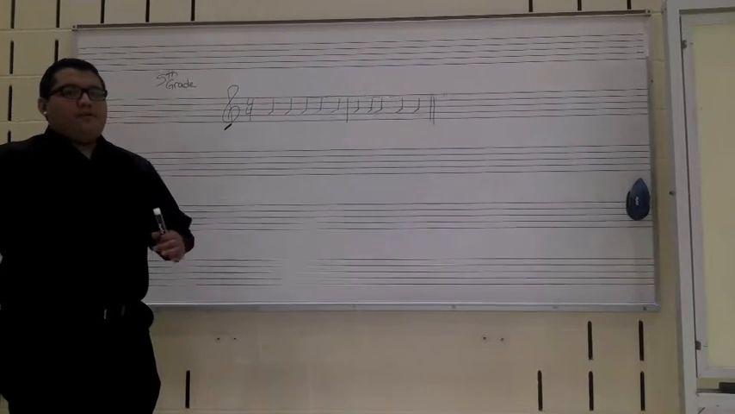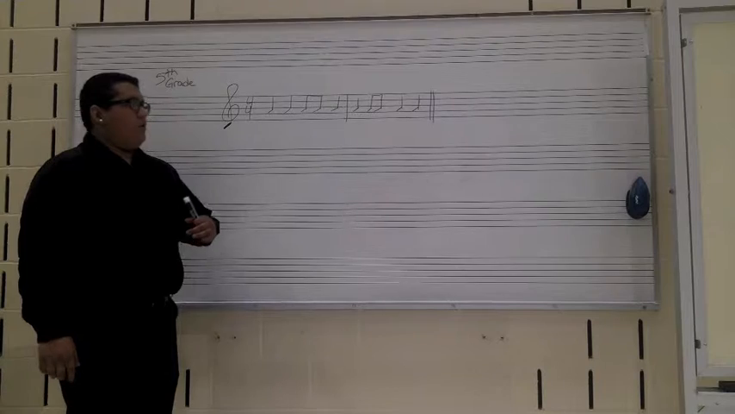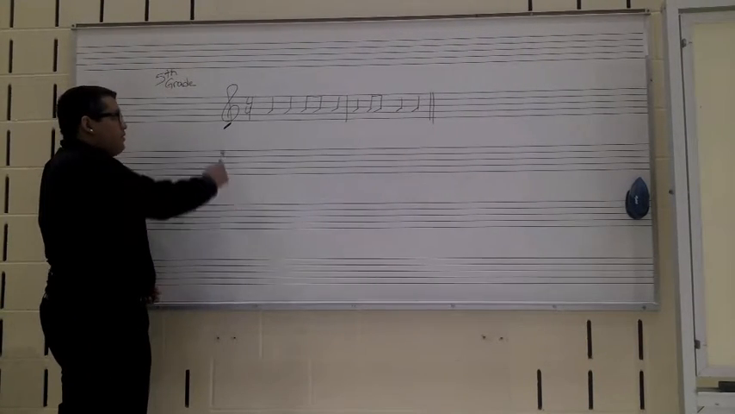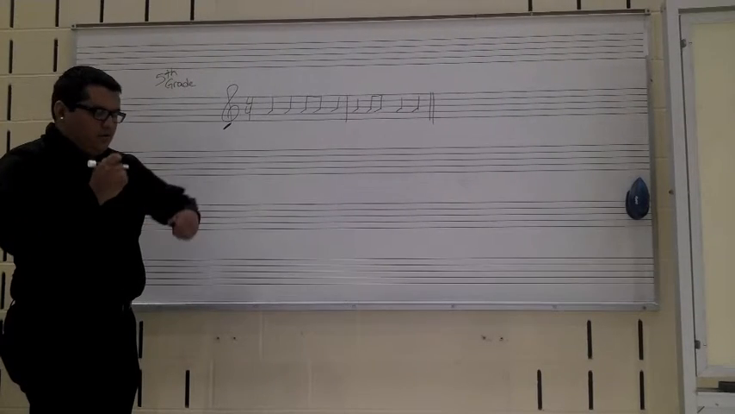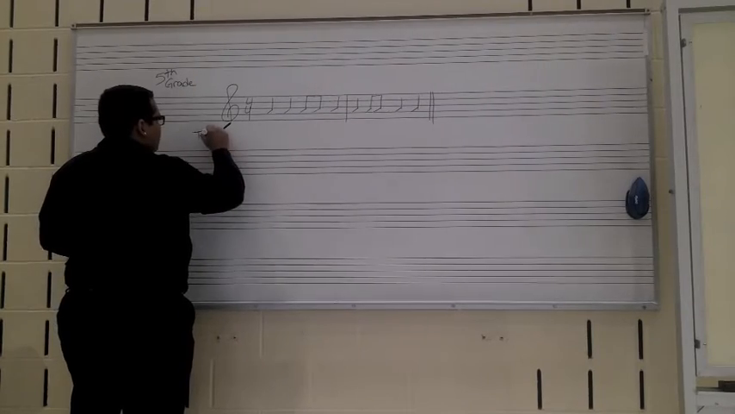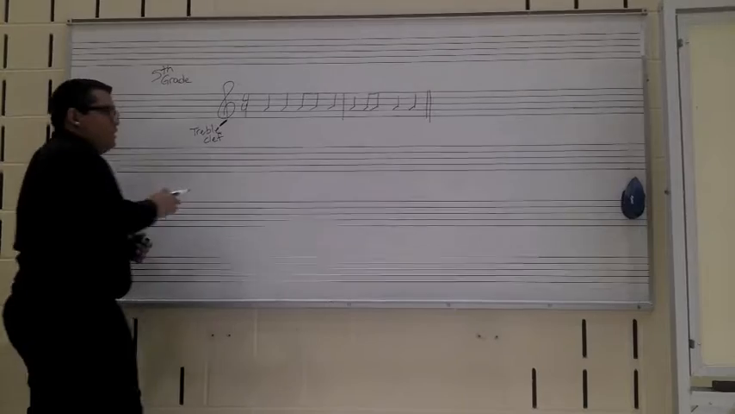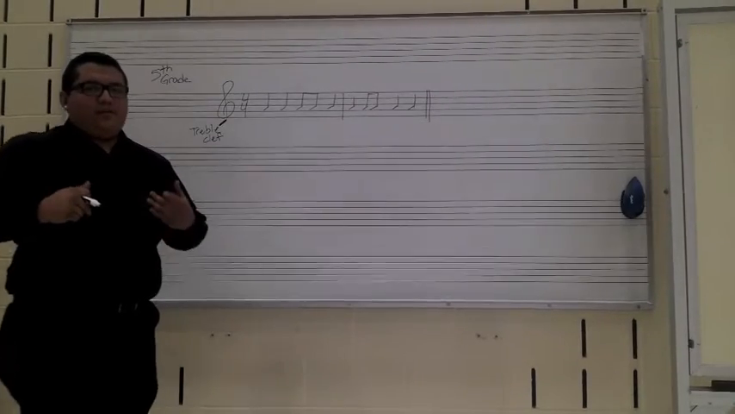Now we're going to review notation, but I'm also adding symbols, which I'll be going over. Here, this little symbol right here, it's a clef. Another name for it is a treble clef. Now this treble clef identifies what musicians will play when it pertains to certain pitches.